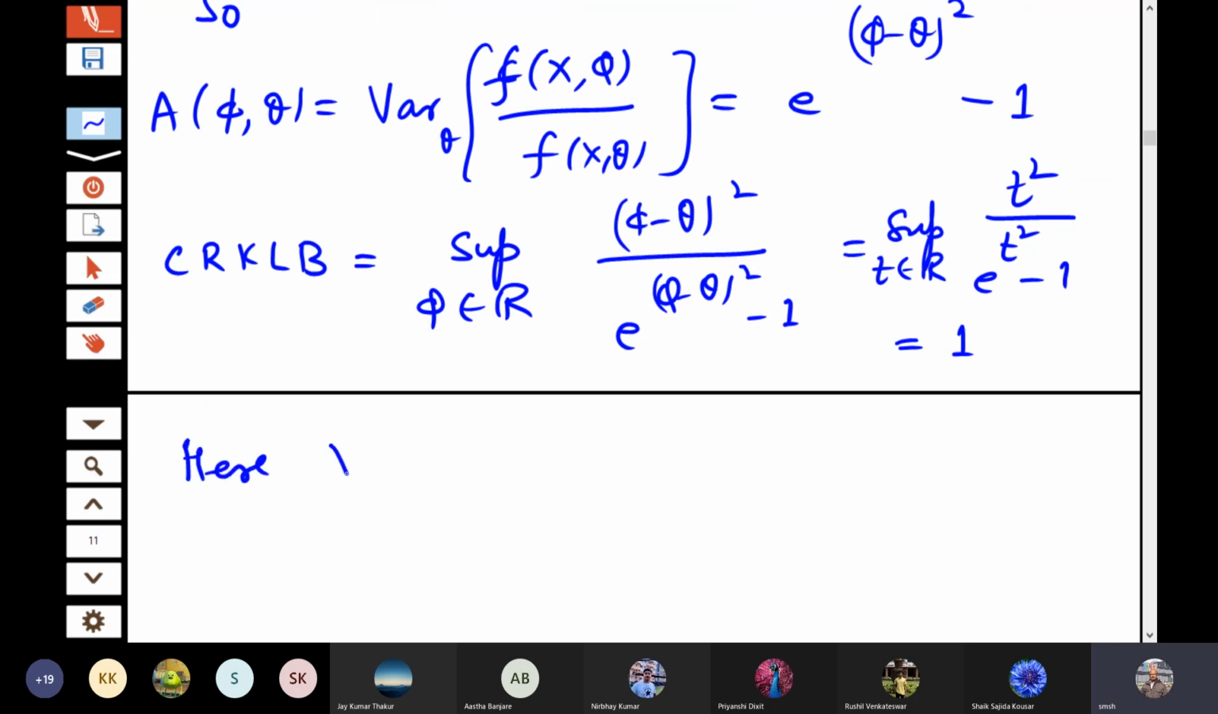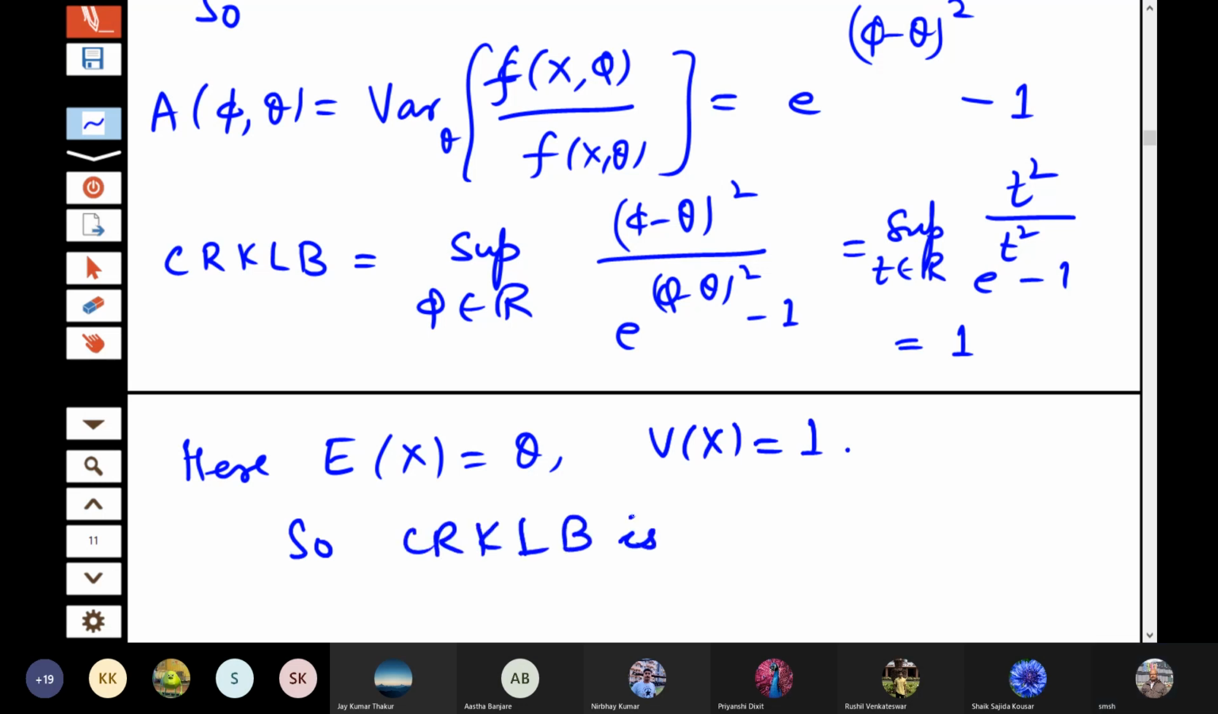In this problem, X is an unbiased estimator because I have taken only one observation, and variance of X is 1. So here the CRLB is attained. Of course, it is the same as the RCLB because the regularity conditions are satisfied. So you can calculate that also.